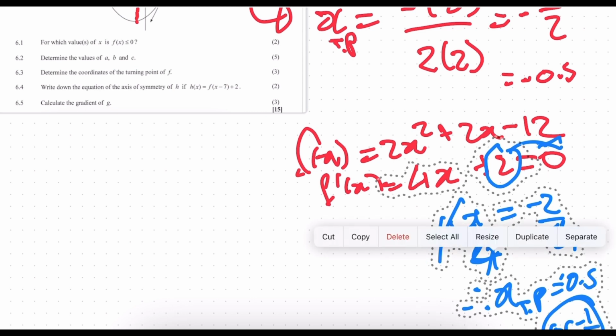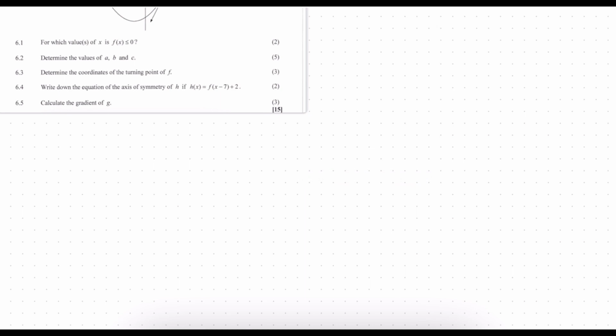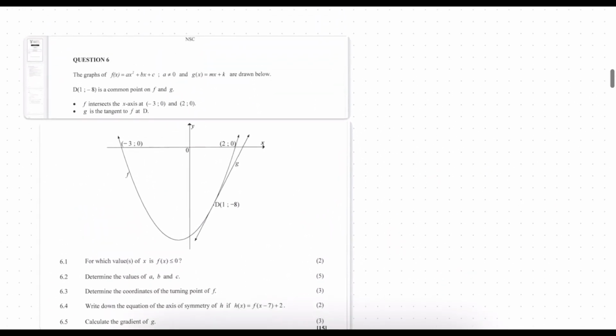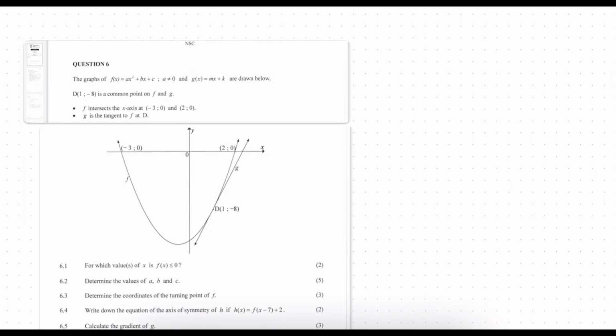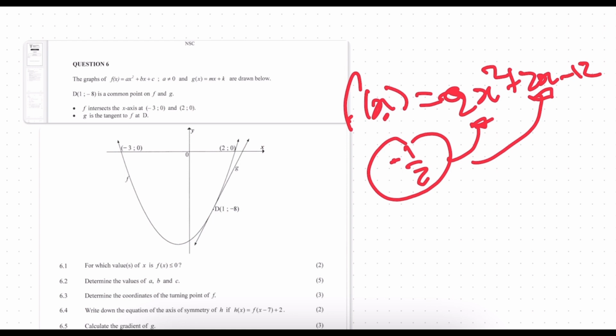You're really not done. So how do you then solve the whole question? Because they're asking you to determine the coordinates. I'll leave that to you. You have f of x equals 2x squared plus 2x minus 12, right? Now you know that the x value at this point is minus 1 over 2. Just plug it in here and determine the y value.